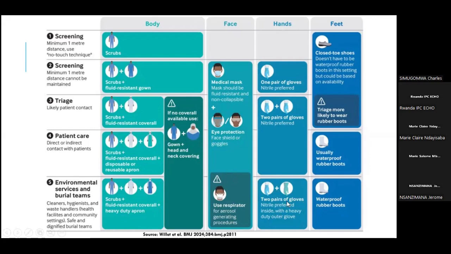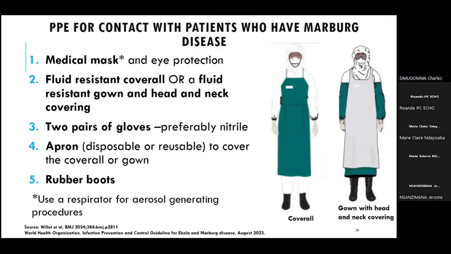And then 2 pairs of gloves. The difference here from the environmental versus patient care, the second pair of gloves is heavy duty glove, while the inside glove is the neutral glove. And then you have waterproof boots. So this is the way we select the PPE, and there are principles to put on PPE and remove PPE. This was a slide for showing full PPE.